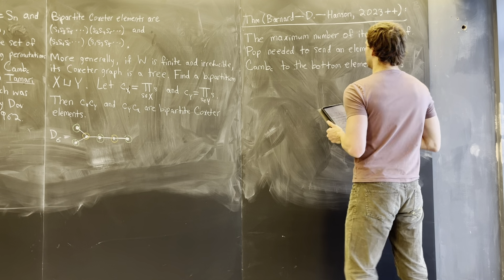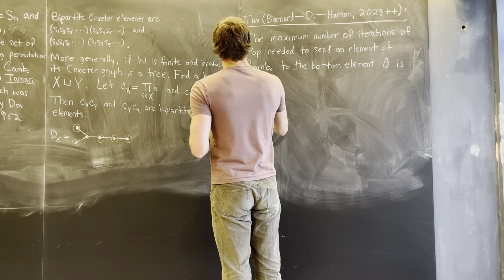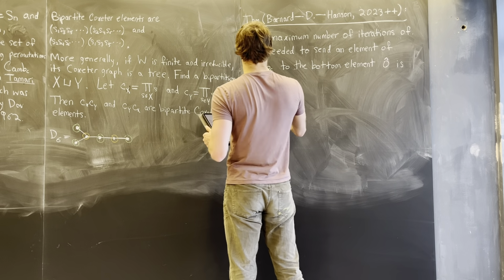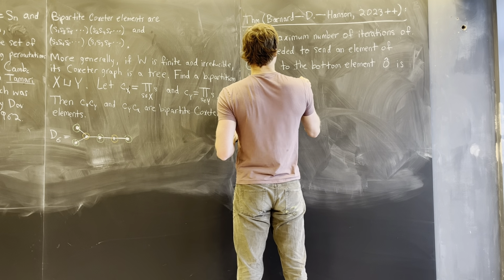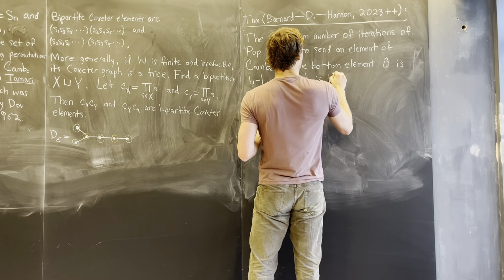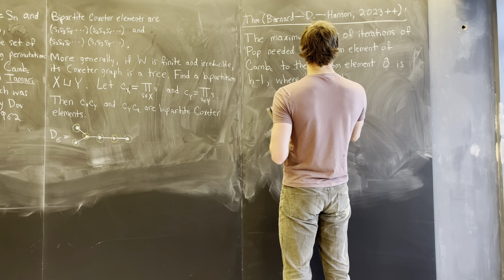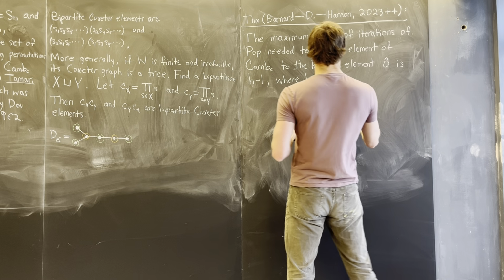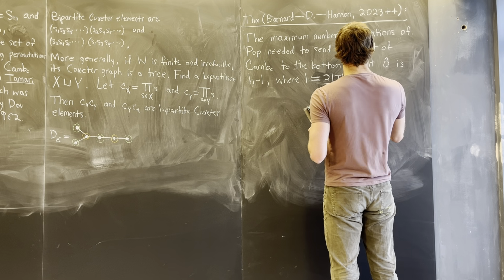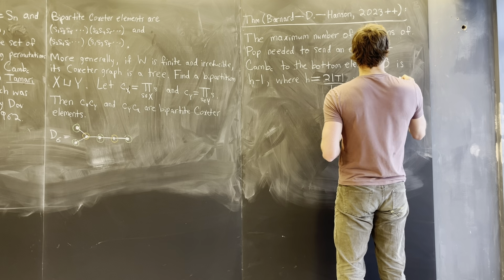is h minus 1, where remember h is the Coxeter number of W. And I'll remind you this is 2 times the number of reflections over the number of simple reflections. So this is the Coxeter number.